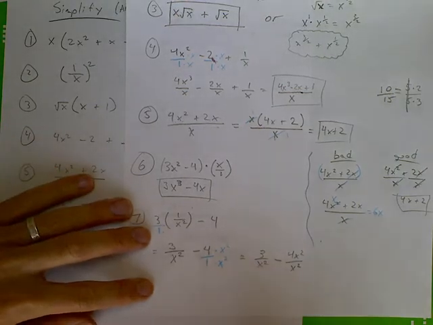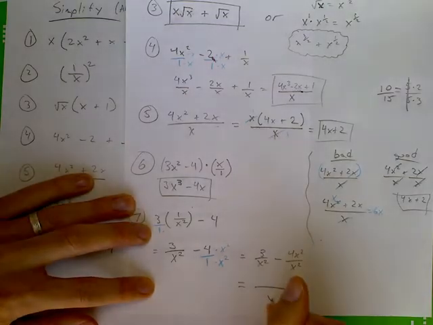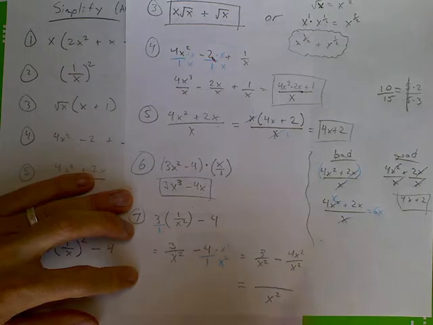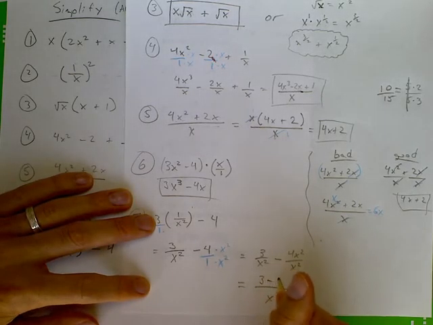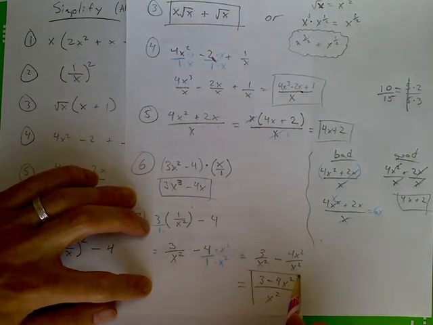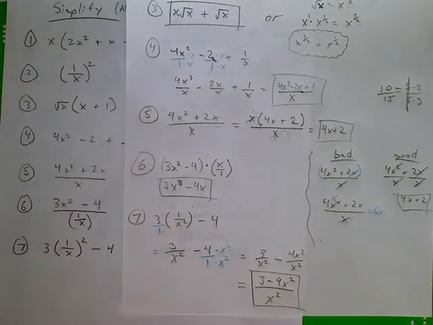Okay, and now that these have the same denominator, I can write it as a single fraction with that common denominator, and then I'm just going to subtract the top parts. 3 minus 4x squared. Which also happens to be one of the problems from that take-home quiz. I don't remember which one, but it's one of them. Okay, so that was a lot of algebra. Any questions right there?